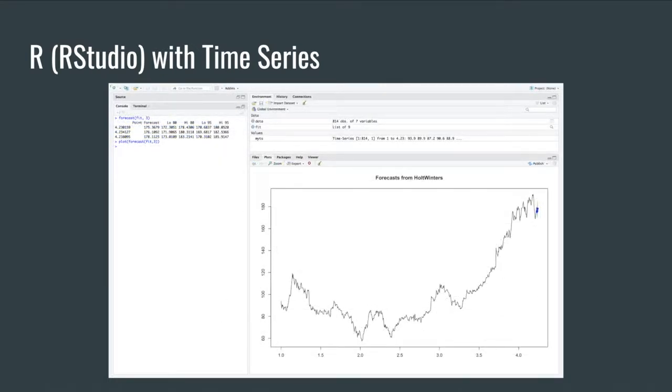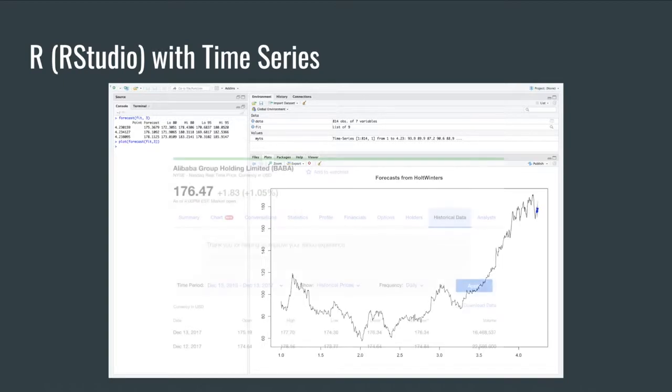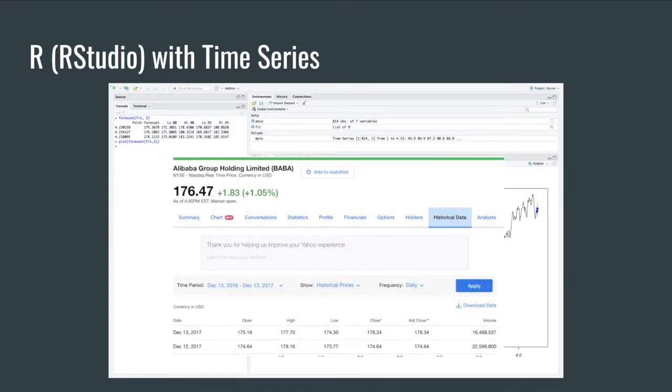Then we also applied Holt-Winters forecast on the Alibaba data. We actually got 3 days of output, which is 175, 176, and 178. We did a pretty good prediction because the real market is 174 and 175, which is really close to our prediction.